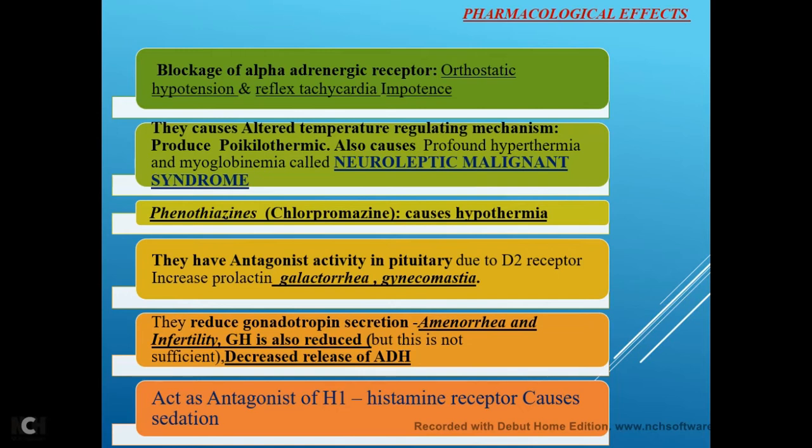Phenothiazines cause hypothermia. They have antagonist activity in the pituitary due to D2 receptors, increasing prolactin and leading to galactorrhea and gynecomastia. They reduce gonadotropin secretion, so they cause amenorrhea and infertility, and also reduce growth hormone and ADH. They act as antagonists of the H1 histamine receptor and cause sedation.